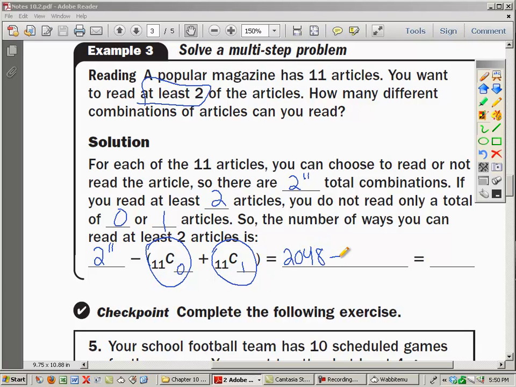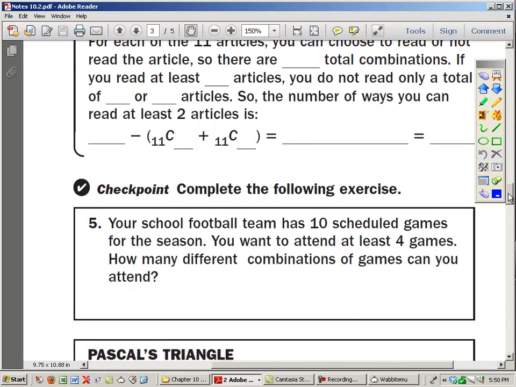And then minus 11 choose 0 is 1. 11 choose 1 is 11, and so this is 12. All right, and so this becomes 2048 minus 12, which is 2036. So there are 2,036 ways that I can read at least 2 articles.